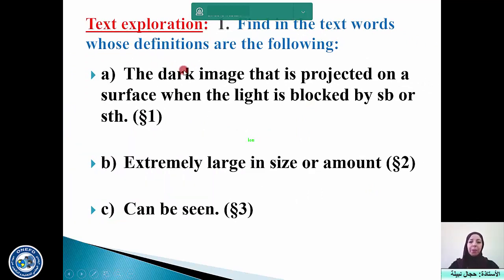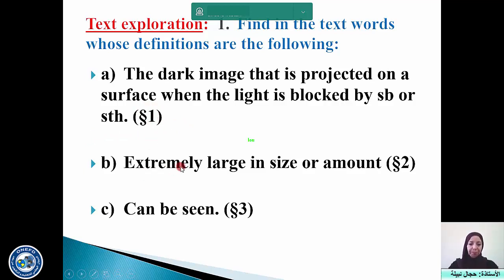Let's move to text exploration. Question 1 is about lexis. So I have chosen a different activity from the previous lessons. This one is not about synonyms and opposites. It's about finding the corresponding words in the text to the following definitions. Okay, so what do we mean by the dark image that is projected on a surface when the light is blocked by somebody or something? So you can find the word that corresponds to this definition in paragraph 1.